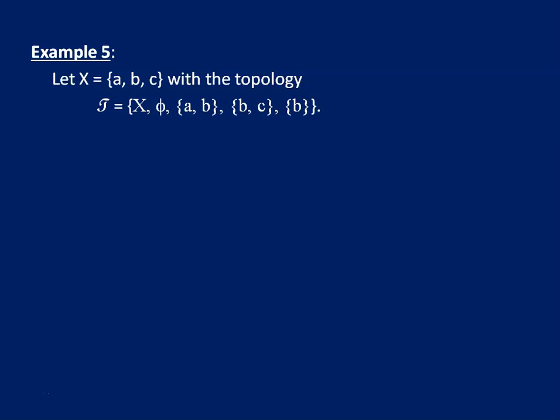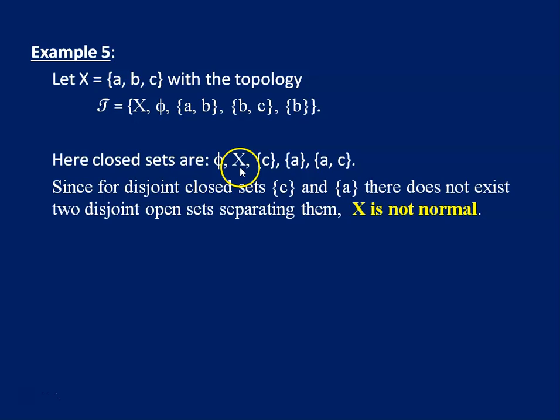Here we have one more example. Let X be {A, B, C} with the topology X, the empty set, {A, B}, {B, C} and the singleton set B. Closed sets here are the empty set, the whole space, the singleton set C, the singleton set A and {A, C}. Since here we have two disjoint closed sets C and A, let us check whether for this C and A there exist two disjoint open sets separating them or not.